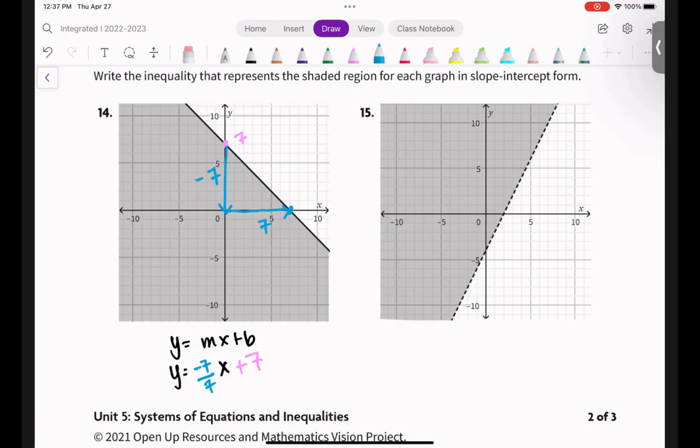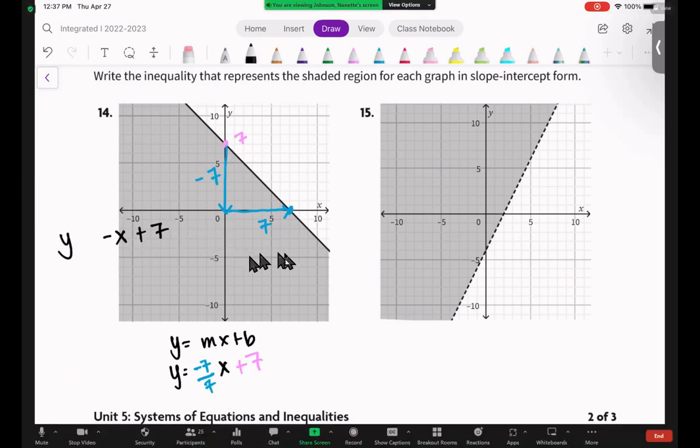Okay. That's if I was going to find the equation of the line. But I'm not finding the equation of the line. I am figuring out if it's greater than or less than. So let me clean up a little bit. So this is y, and then this is -x plus 7. And then I need to figure out, do I do greater than? Greater than or equal to? Less than? Less than or equal to? I will just tell you right now, because it's shaded under here for y equals mx plus b, it's going to be less than. Because this is solid, then it's equal to.